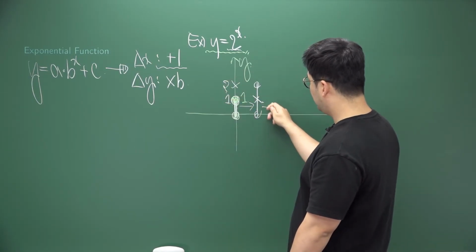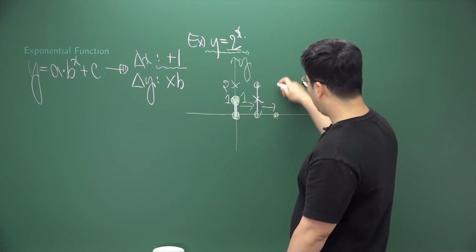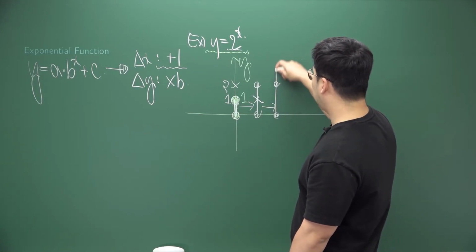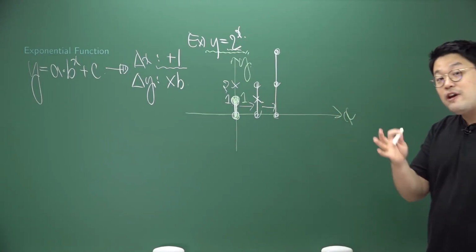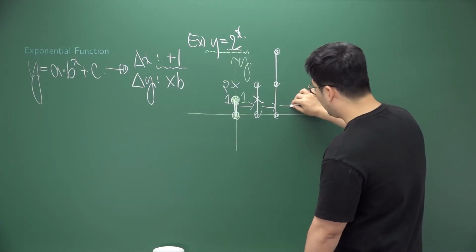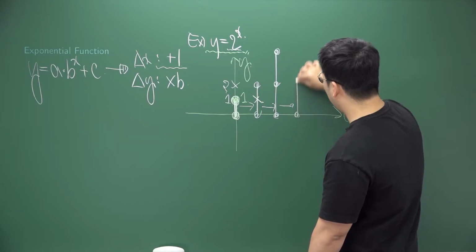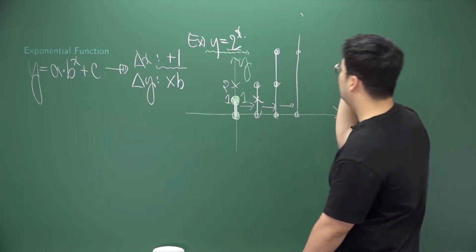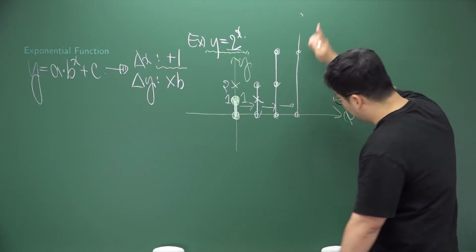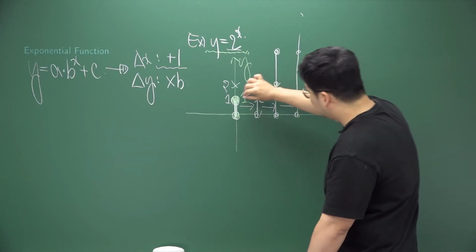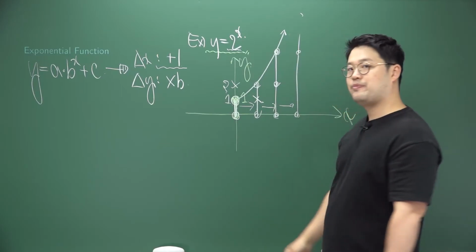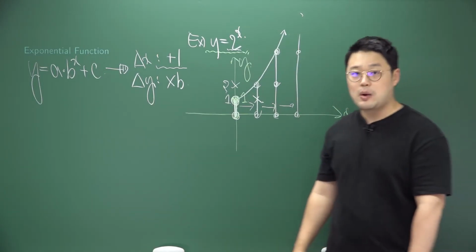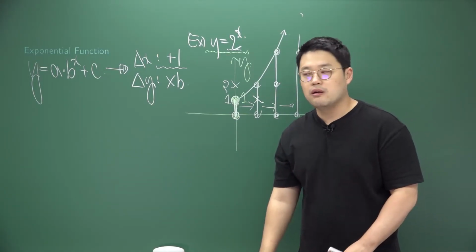If I go 1 unit further, I'm going to multiply my height by 2 as well. And if I go 1 unit to the right once more, I'm going to multiply by 2 again, and it just keeps going on. So you can see that the graph is going to be going up. It's called exponential growth.